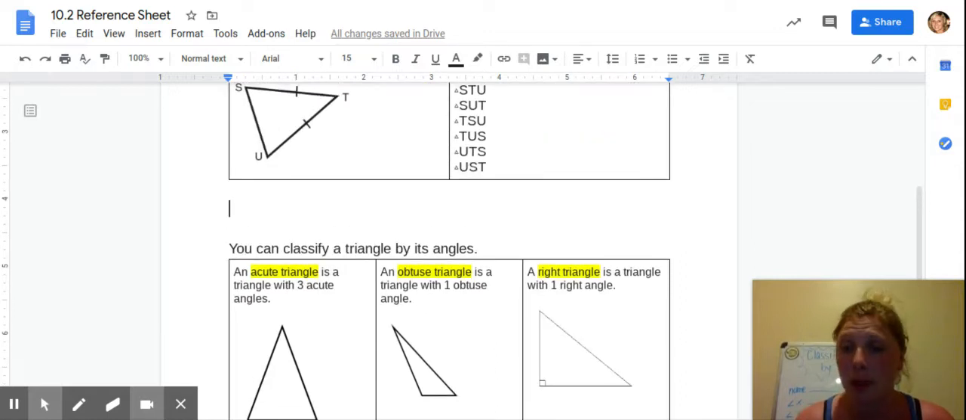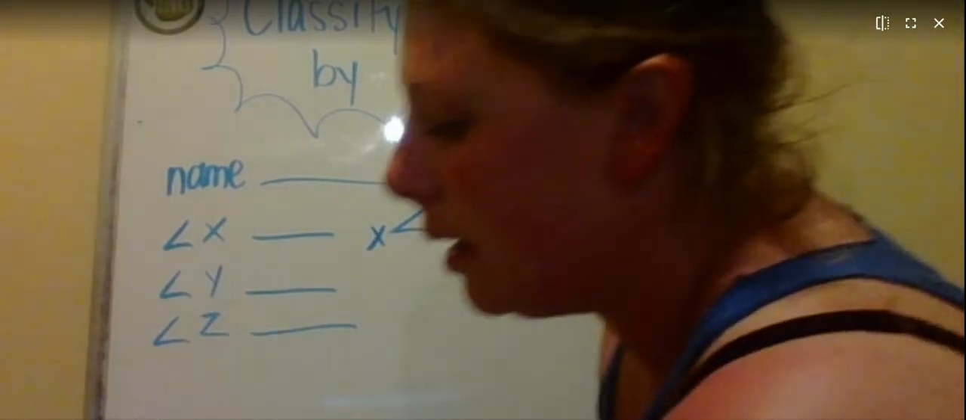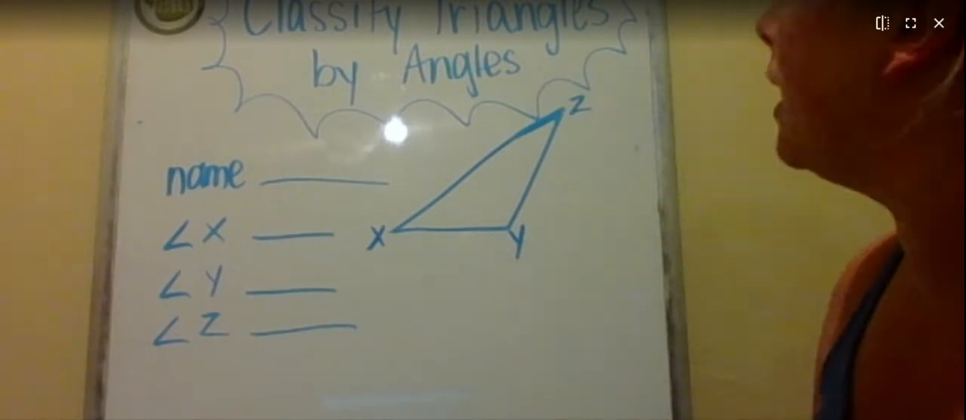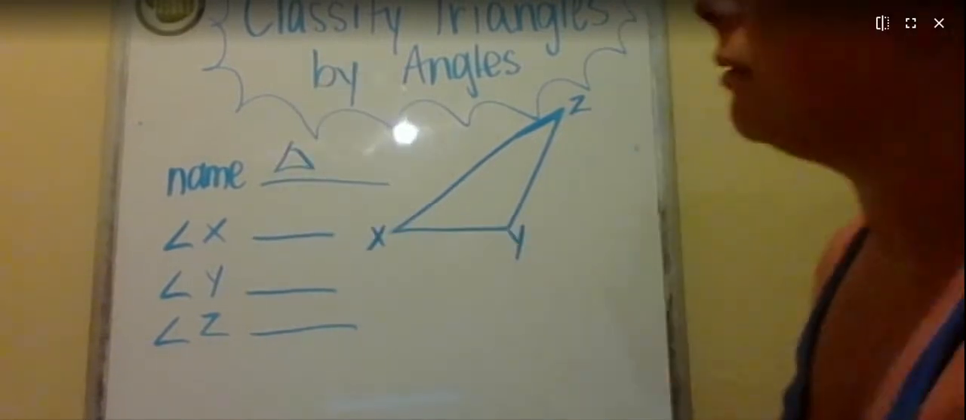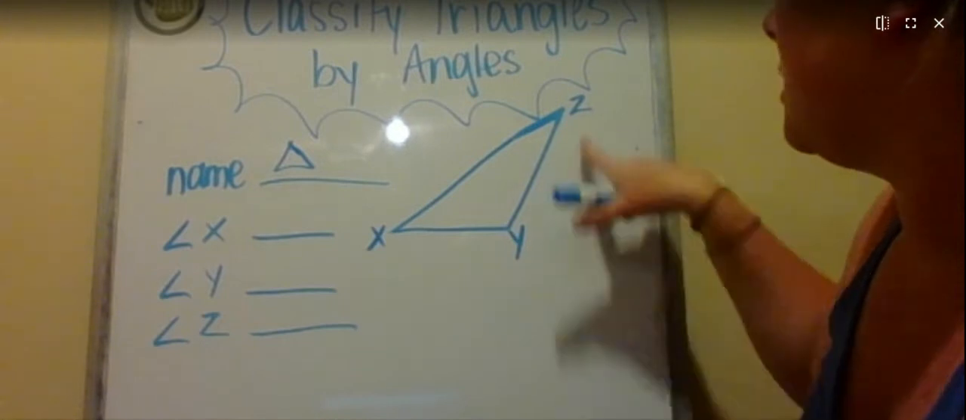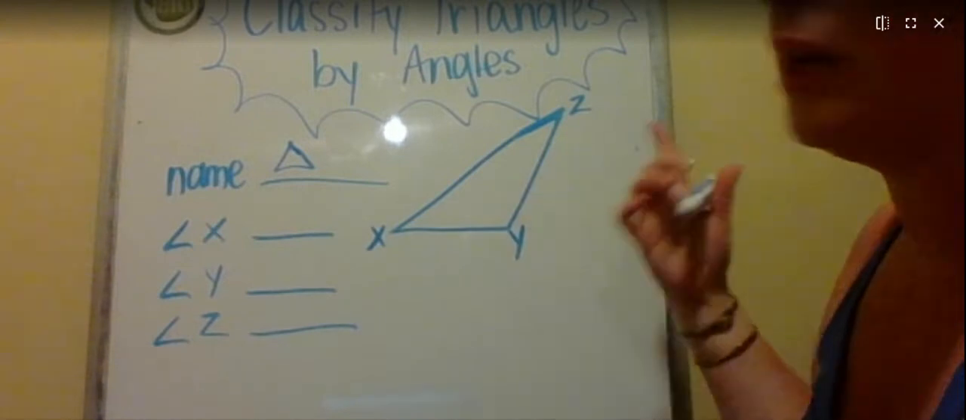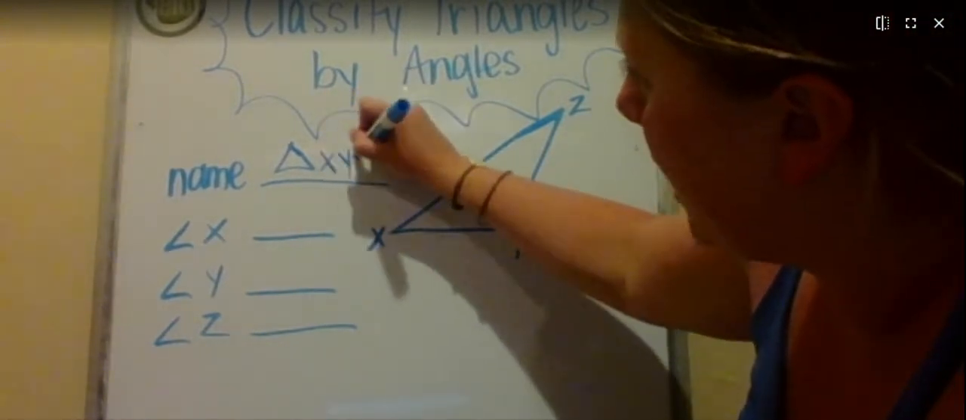I'm going to do some on the board where we're naming them. Let's take a look. So I have my triangle here. And like I said, there are many different ways that you could name it. When you're writing it, you would do triangle, make a little triangle, and then you can label it. You can name it X, Y, Z. You can name it Z, X, Y. Doesn't matter. I'm just going to name it X, Y, Z. So this is triangle X, Y, Z.